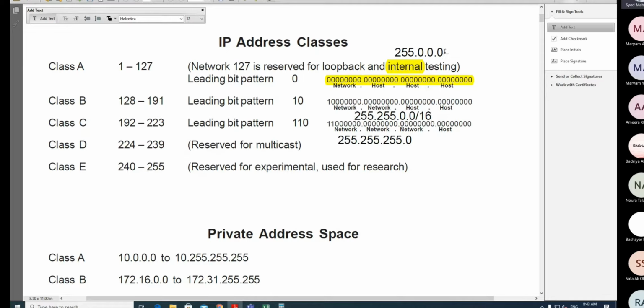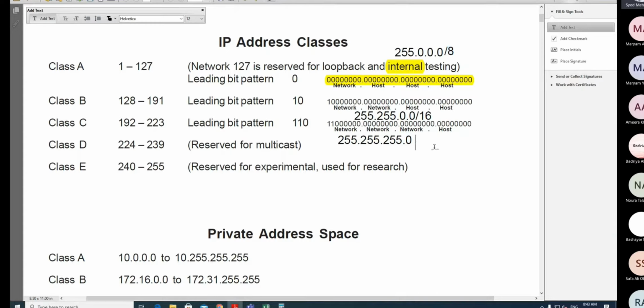Here, how many bits for the network in class A? Tell me, please. How many bits? No, in class A. How many bits for the network? 8 bits. Good. So the prefix will be 8.